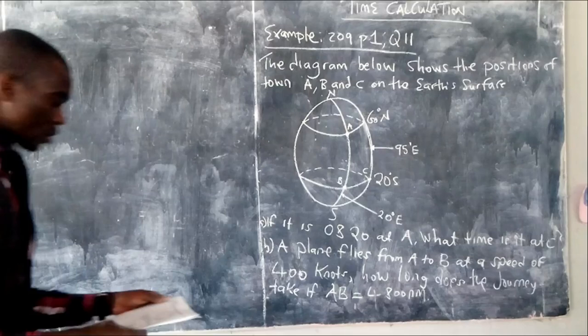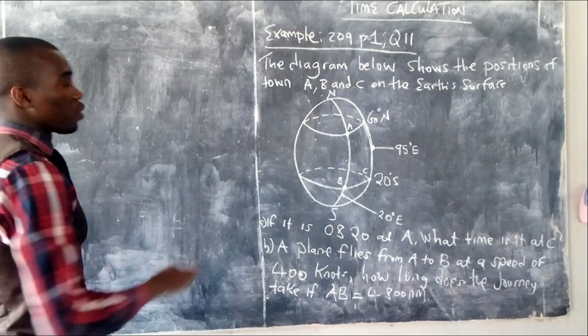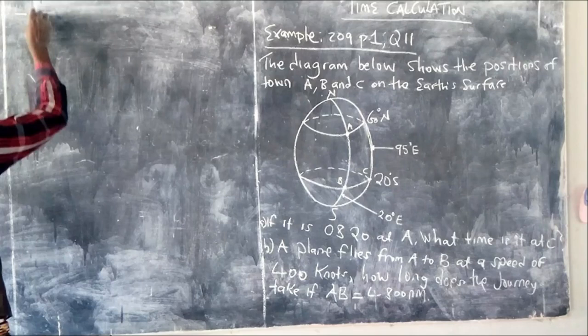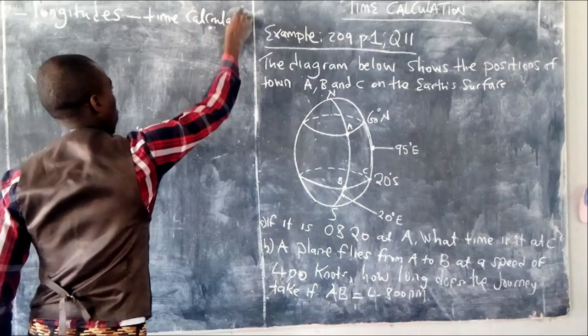Okay, so we now look at time calculation. A few things that you have to know about time calculation: whenever you are trying to find time, you always use the longitude. So longitudes are the ones that are used in time calculation. So these ones are used in what? Time calculation. Okay, so what do we need to know about these longitudes?